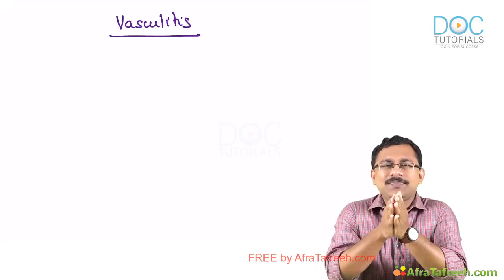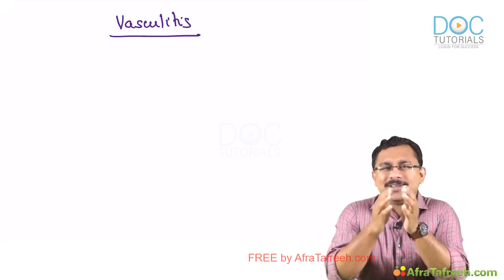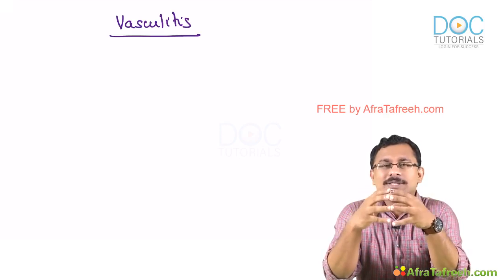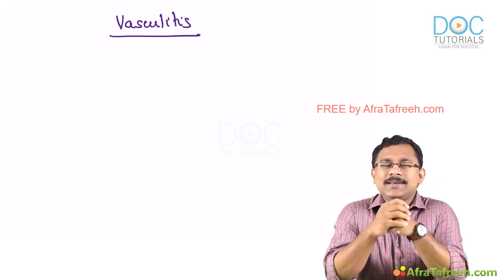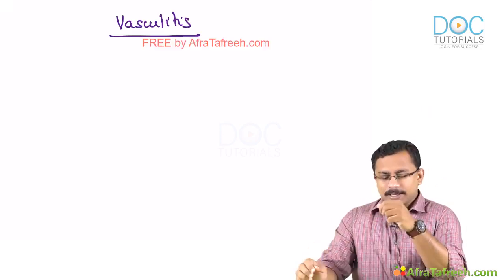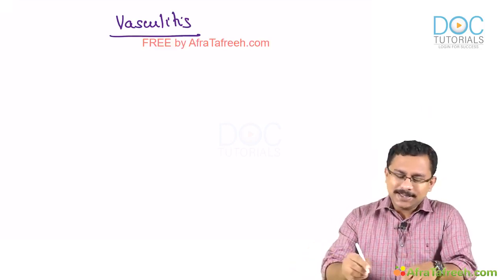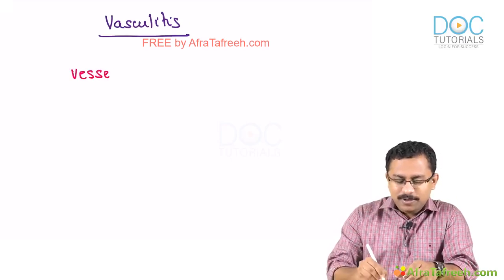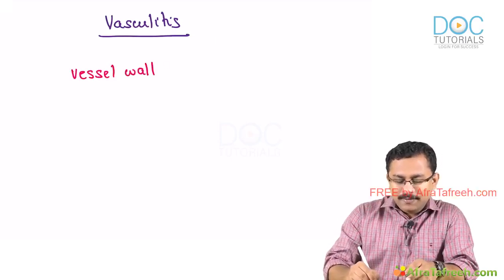This is very simple. Okay, so there is no hardcore concept in this, but all you have got to know is the individual characteristics of the various vasculitis that we are going to discuss. So what is vasculitis? It is nothing but the vessel wall inflammation. Okay, the vessel wall inflammation is what you call a vasculitis.